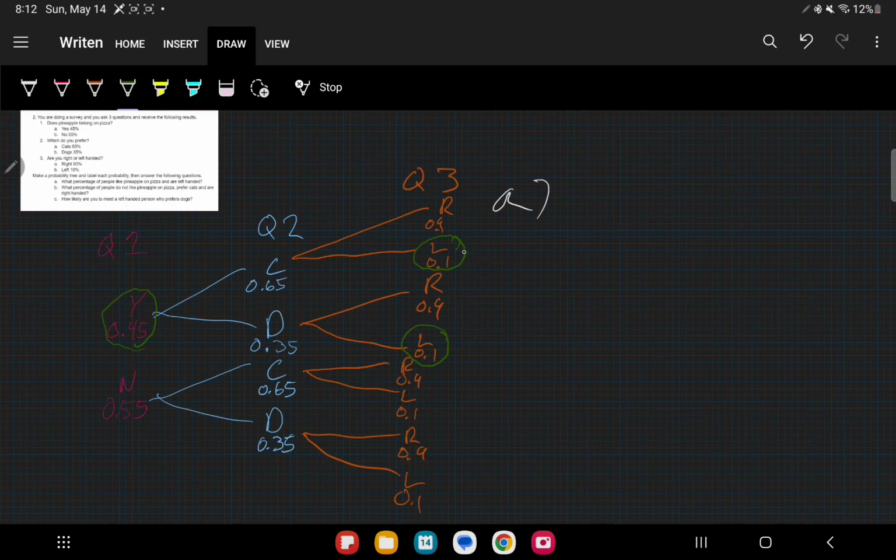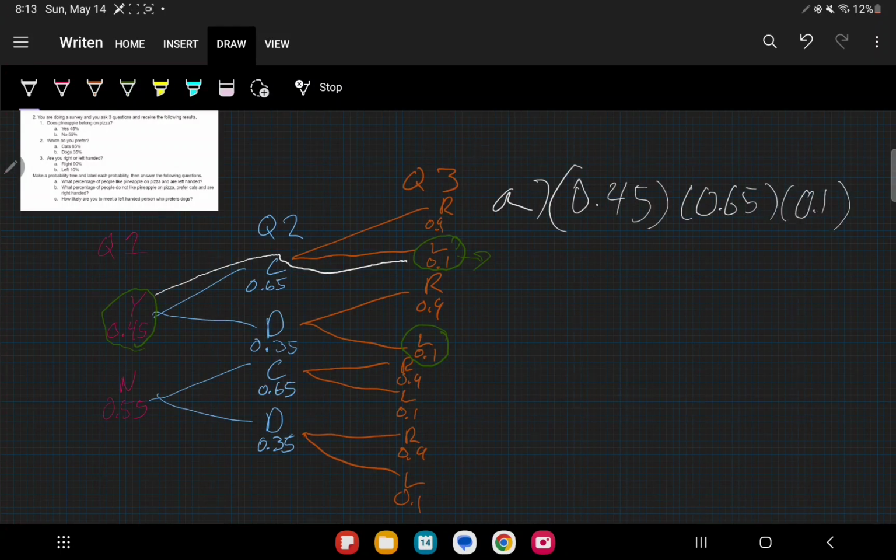Here, I'm going to take the numbers that I had to travel through to get to L and multiply them together. We'll use the white color so you can see I traveled like this, right? So I have to multiply Y, C, and L. So I get 0.45 times 0.65 times 0.1. So that's part of it.